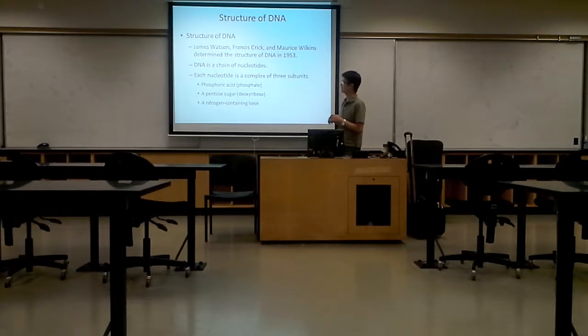DNA is a chain of nucleotides. Remember at the beginning of this semester, we talked about the four major macromolecules, and DNA, nucleic acid, is one of those. And the monomer for DNA is called nucleotide. And DNA is a polymer. So the nucleotide is composed of three subparts: phosphoric acid, the phosphate group, a pentose sugar, the deoxyribose, which is a sugar, then a nitrogen-containing base, alternatively nitrogenous base.